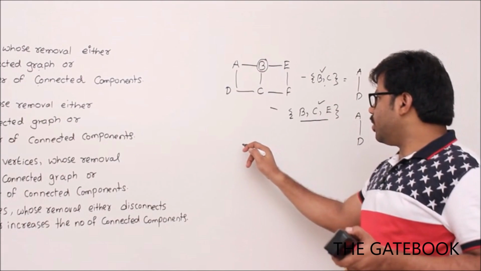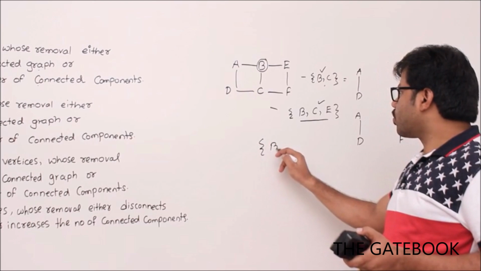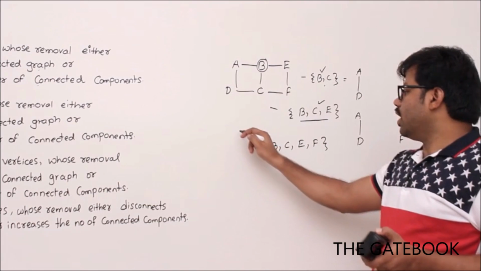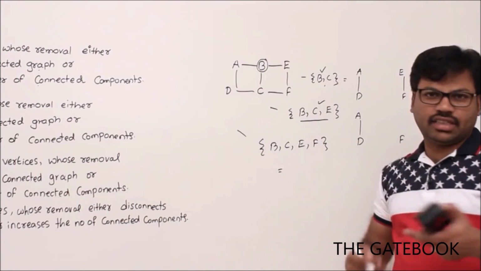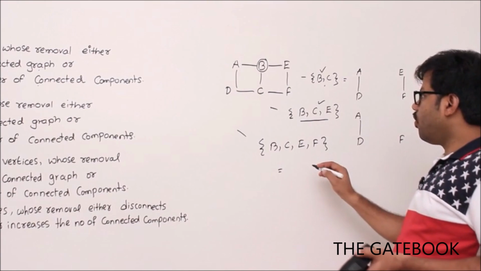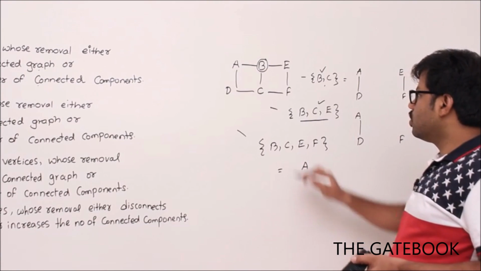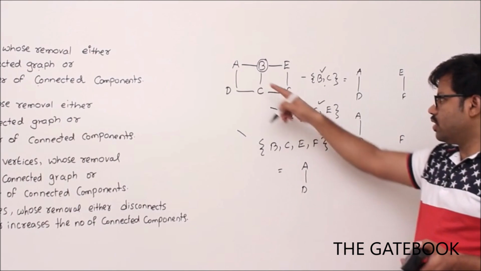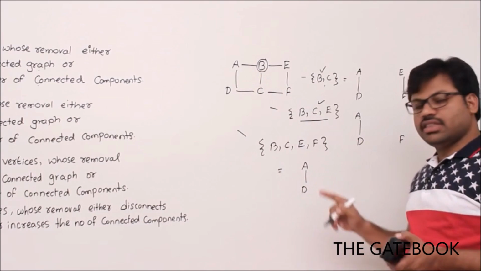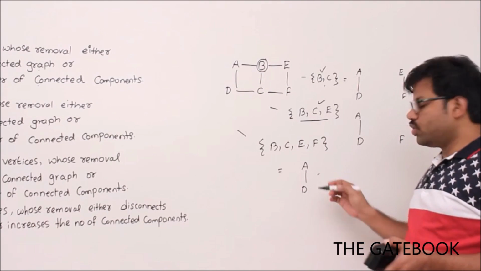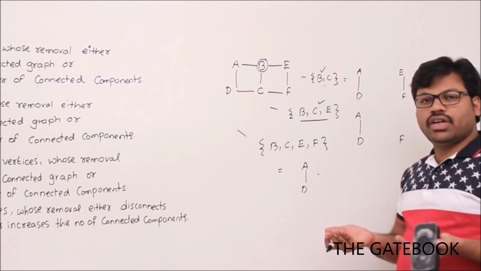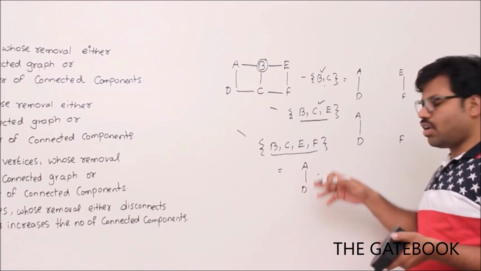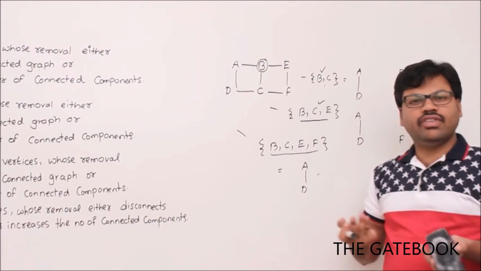Now one more example. What about B, C, E comma F? Is it a cut vertex set? If you want to know, remove all those vertices at a time and check the resultant graph. The resultant graph is A. So if I remove BCEF, you get AD and an edge like this. The graph is disconnected first, and after removal it is also disconnected. Then there is no change. Has the number of connected components at least increased? No. That means that combination BCEF is not a cut vertex set. In that way we can easily find out.